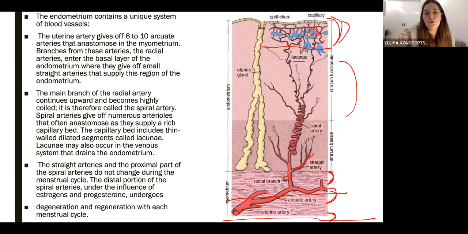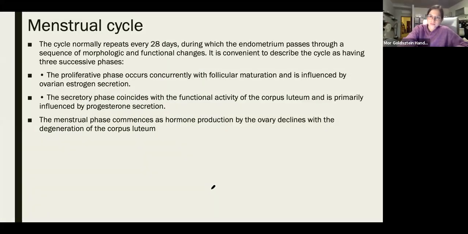Now, which part is going to be peeling off, right? So this entire area, the stratum functionale, all of it peels off during the menstruation. You can see that the proximal part of the spiral artery remains, right? Only the distal part of the spiral artery disappears with the menstruation. So the point of this slide: remember the blood supply and remember this. Don't forget that the spiral artery is very sensitive to the level of progesterone.